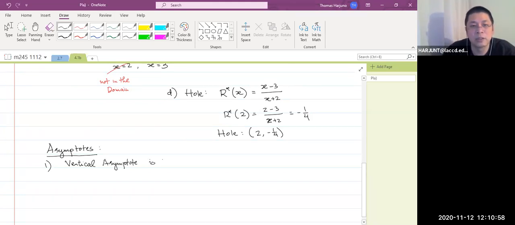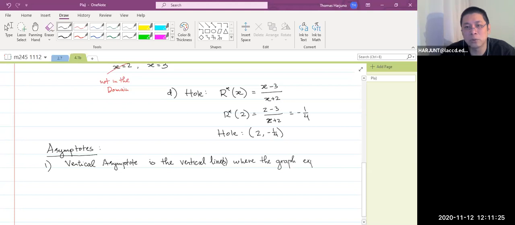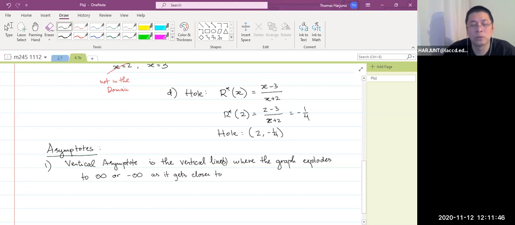It is the line or lines, the vertical lines, where the graph explodes. I use the word explodes here, to infinity or negative infinity as it gets closer to the vertical lines.